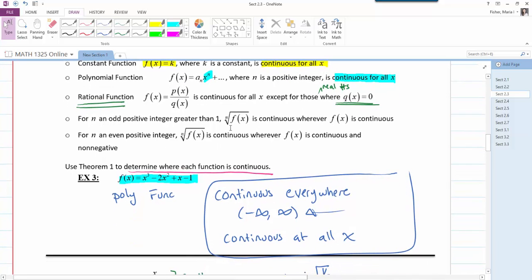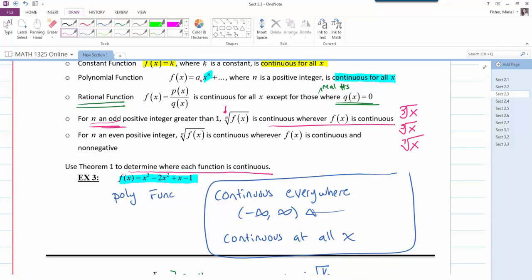The last two deal with radical functions, so things that have a radical. And what we know there is if n is an odd integer greater than 1, so 3, 5, 7, 9, etc., then it's continuous everywhere. So the cube root of x is continuous everywhere. The fifth root of x is continuous everywhere. The seventh root of x is continuous everywhere, etc. So anytime you have cube roots, fifth roots, seventh roots, ninth roots, etc., those are continuous at all x.